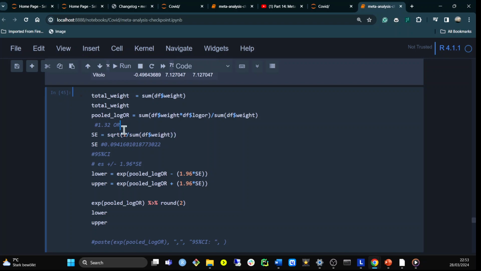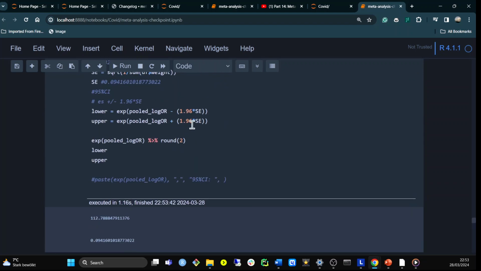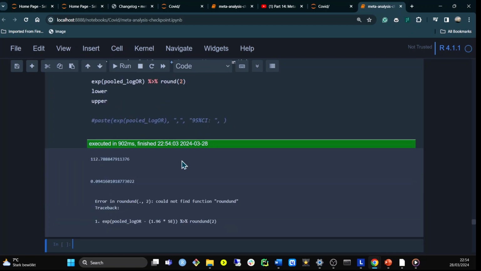Then you get the standard error. So now we should be able to have everything. Maybe we can also round it, because this one has a really long digit. Round to two significant digits. Usually it's recommended to report odds ratios in two significant digits. Now we should have everything in.